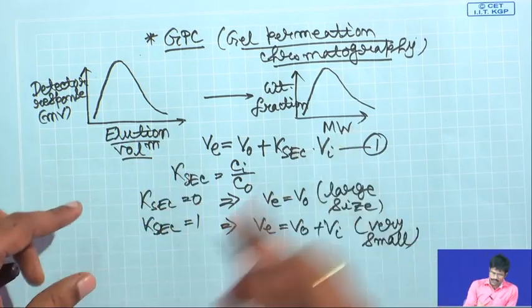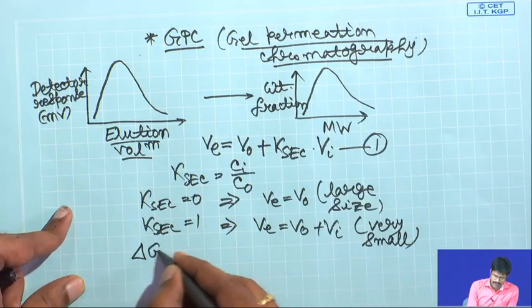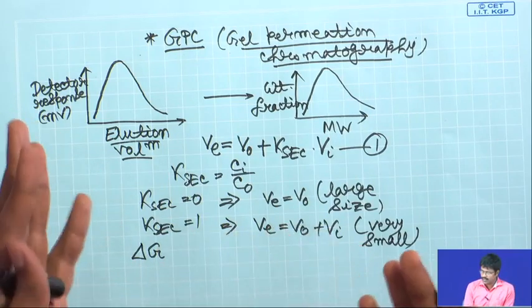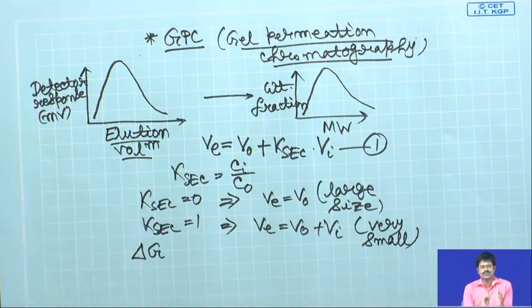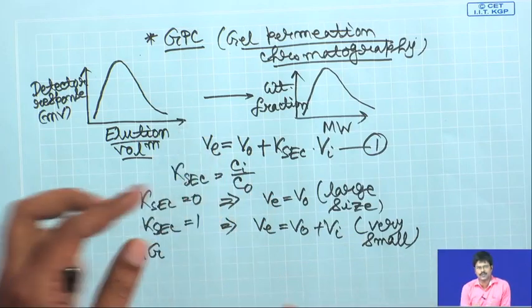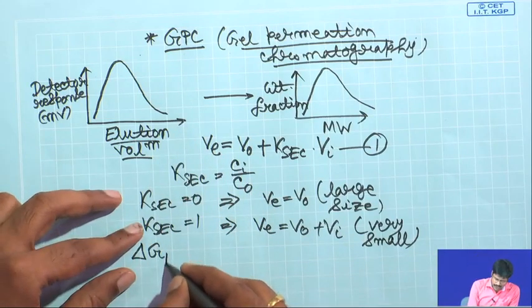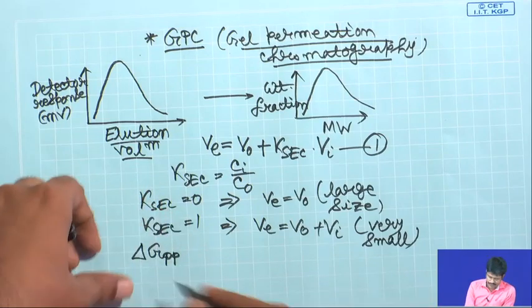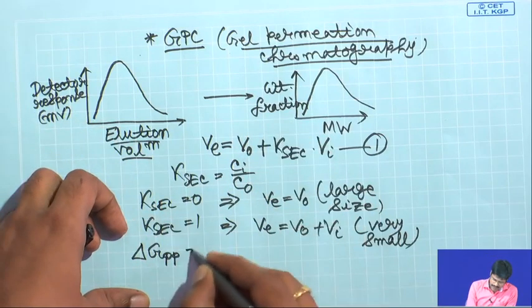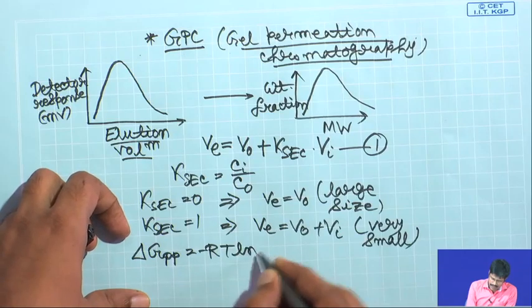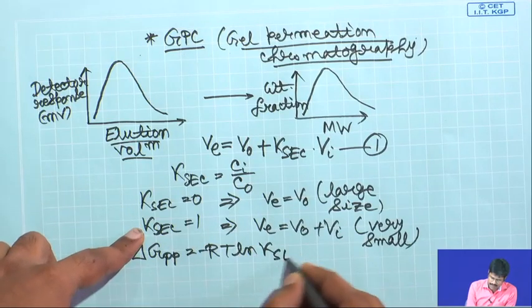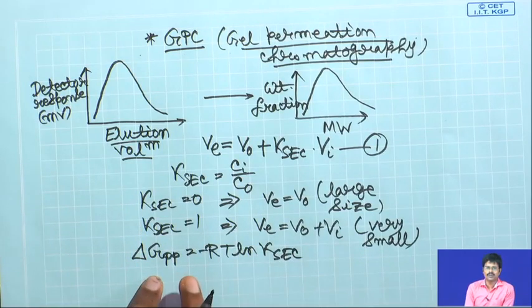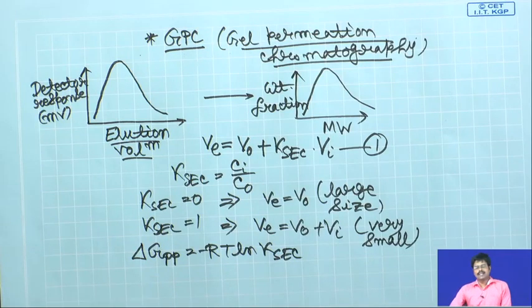Now, this is an equilibrium situation, and you know that delta G equals minus RT ln K. That expression you can use. Delta G is the free energy change, K is the equilibrium constant. So, delta G of pore permeation, I am just putting this subscript here, is minus RT ln K, where K is this K_ACC. So, this is the pore permeation free energy that we are talking about.